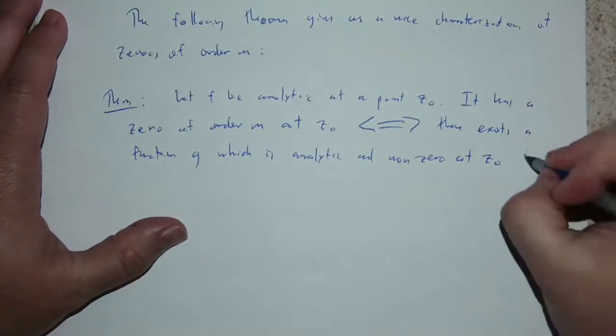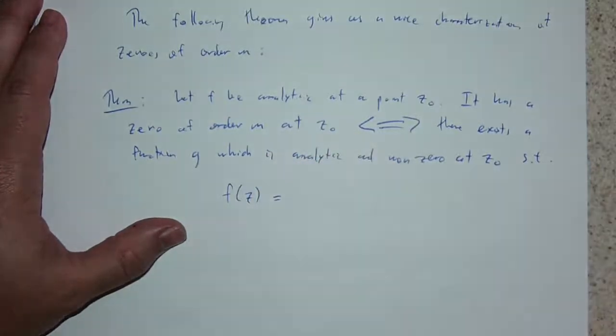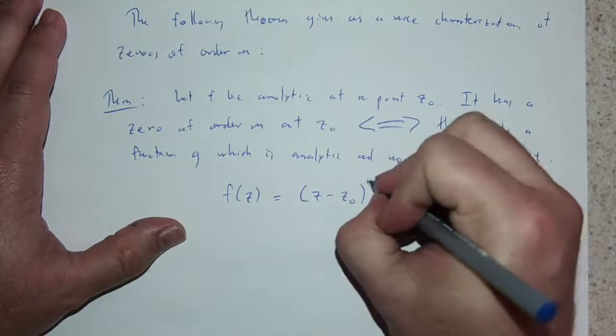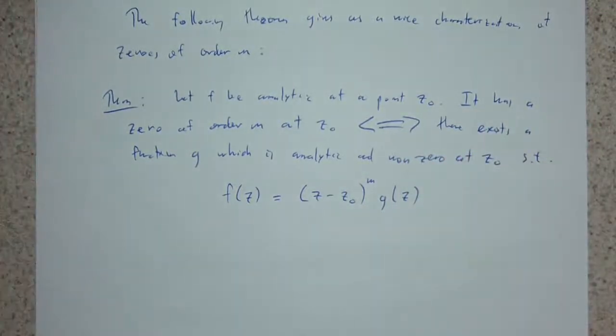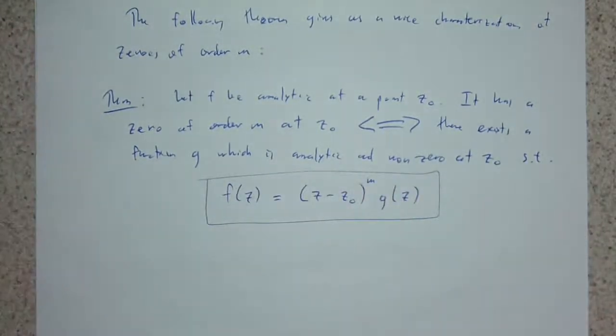such that f of z is equal to z minus z naught to the m times g of z. There we go. So what do you notice about this theorem? I'm not going to prove this, but the proof's pretty straightforward. This is in section 75 of the textbook.